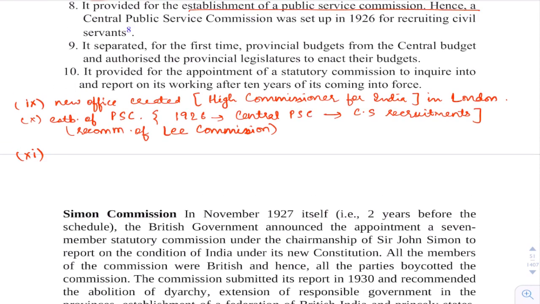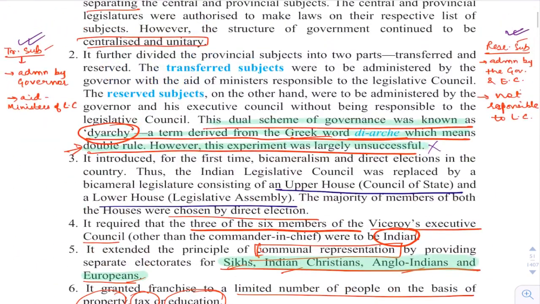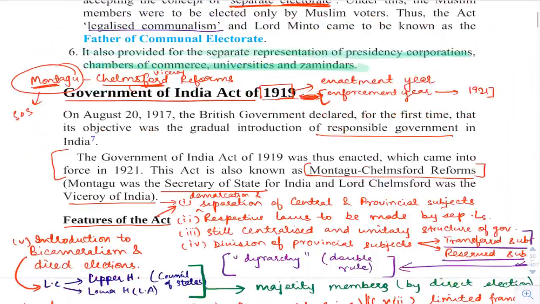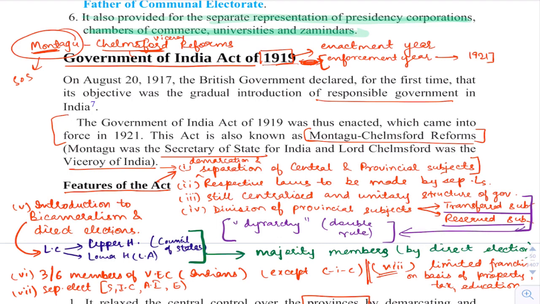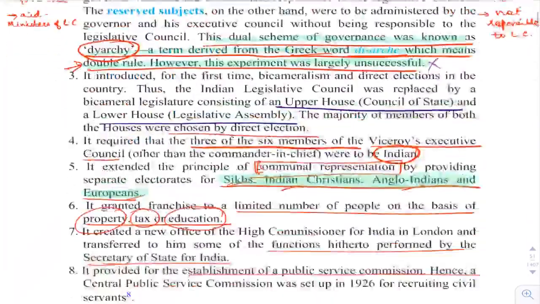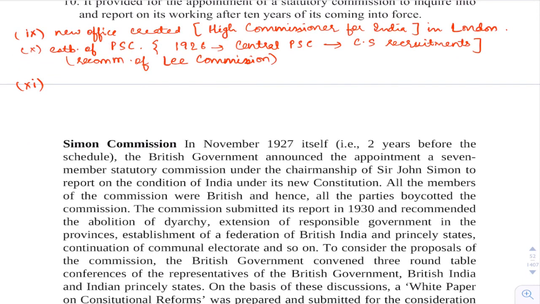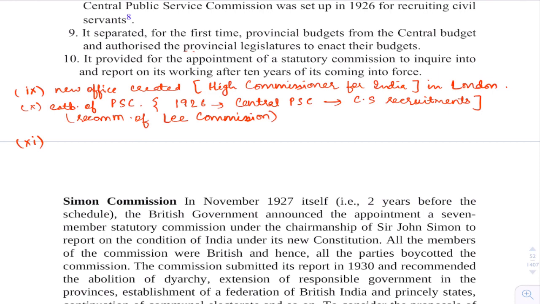Then it separated for the first time provincial budgets from the central budget. Subjects तो अलग हुए, now even the budget are separated and authorized the provincial legislatures to enact their budgets. जैसे क्या हुआ था कि जब ये सब्जेक्ट्स अलग हुए थे, जब हमने ऊपर में देखा था, ठीक है, यहाँ पे हमने देखा था कि separation of subjects हुए and then respective laws were made by separate legislatures. Similarly यहाँ इन्होंने बजट अलग कर दिया and now respective legislatures were allowed. और मतलब जैसे सेंट्रल अपना सेंट्रल बजट देखेगा and provincial legislature would be seeing their own budget. So you will say first time separation of central budget and provincial budget. और वो understood हो जाना चाहिए कि वही लोग अपना देखेंगे जैसे हमने पहले पढ़ा था.